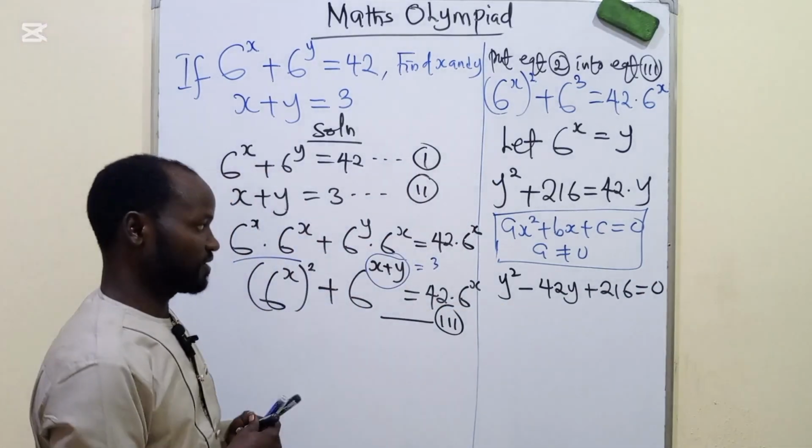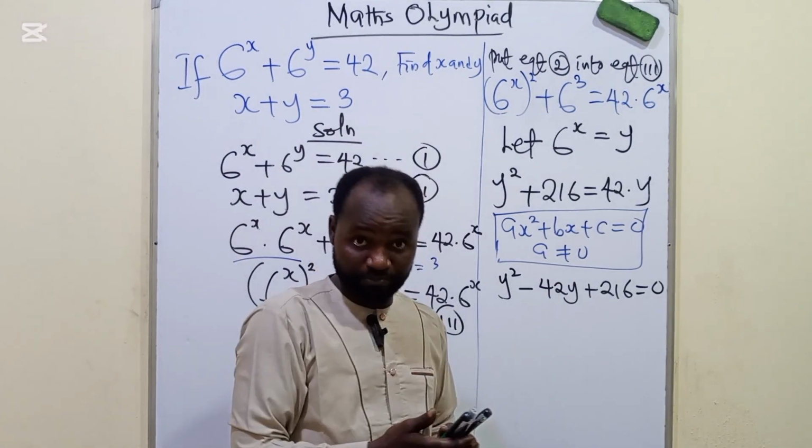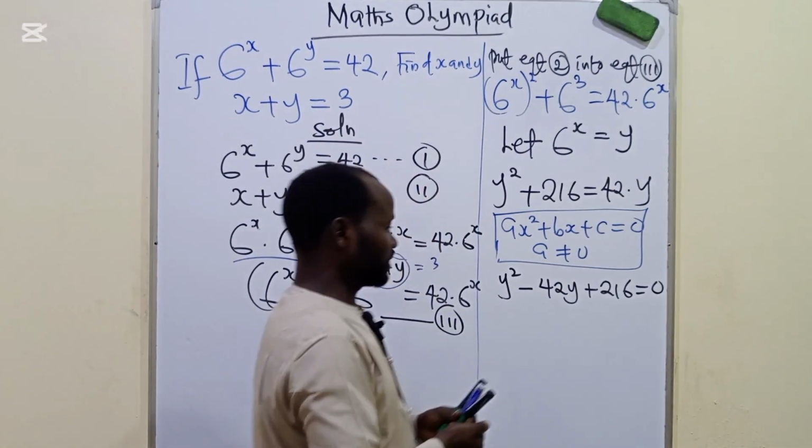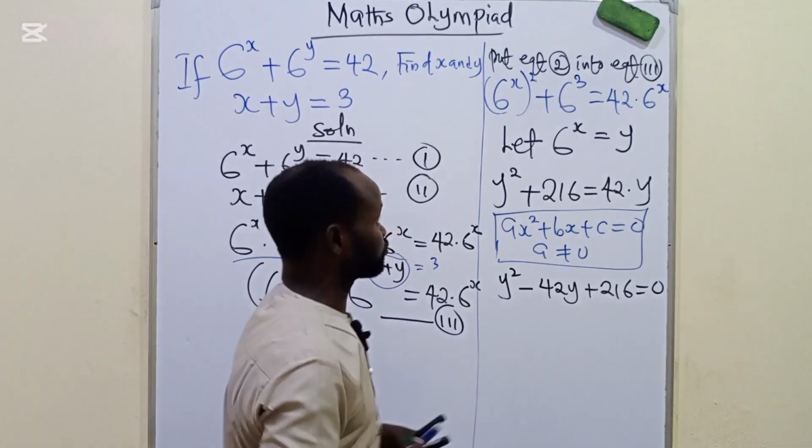Then we solve this. For the two factors, we multiply the first term by the last term. Let's use the factorization method. Is it factorizable? Yes. What are the two factors of 216 that can give you minus 42?